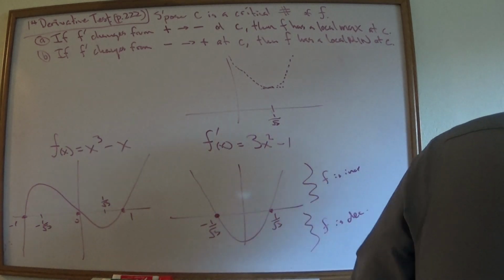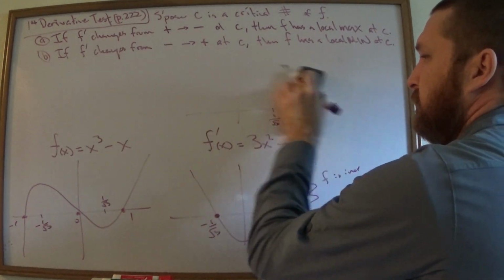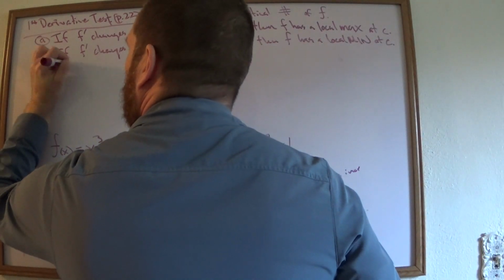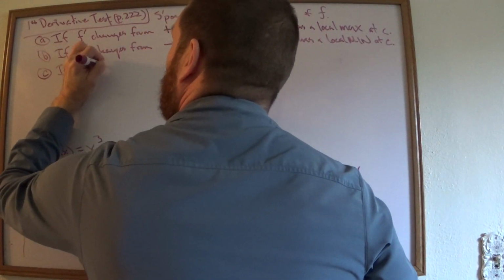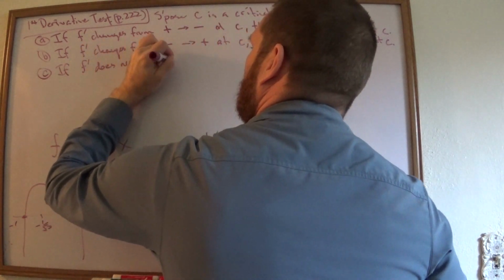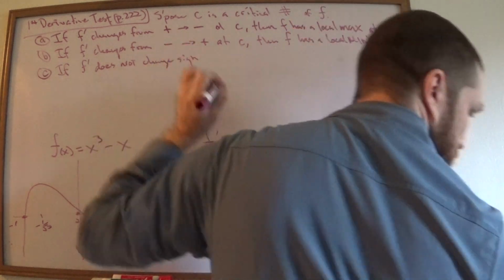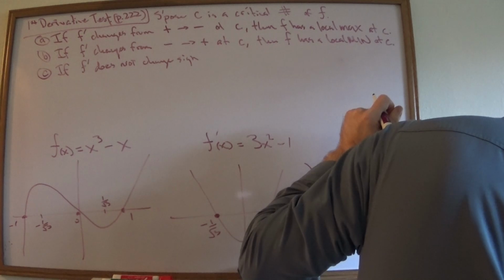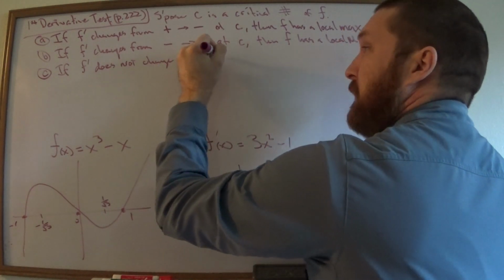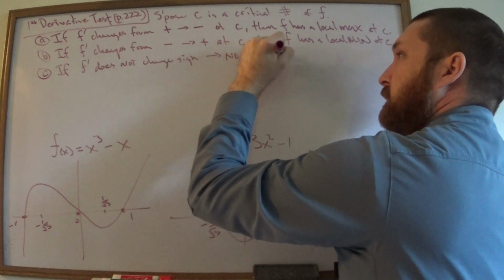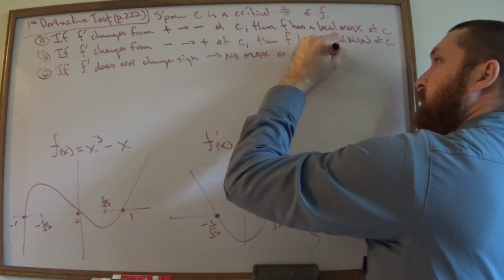Now, there's a third statement. If f prime does not change sign, then we can conclude that there is no max or min at c.